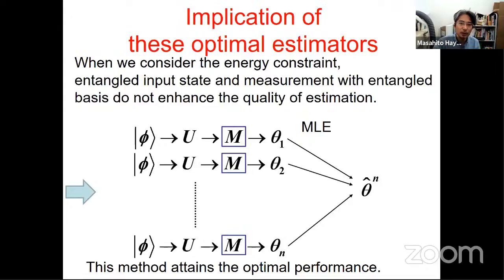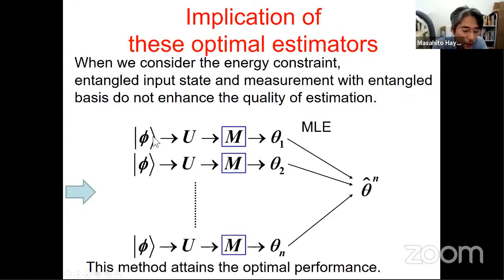So this discussion means that when we consider energy constraint, entangled input and measurement with entangled basis do not enhance the quality of estimation. Previously, we optimized a very big system, and we discussed the asymptotic behavior in a complicated, big system. But in practice, it is very difficult to prepare the optimum input on the very big n-tensor product system.